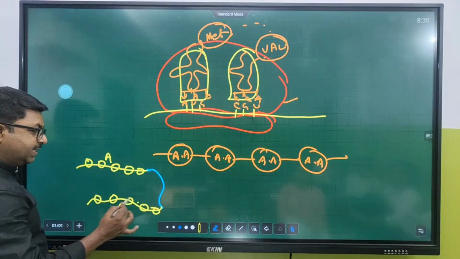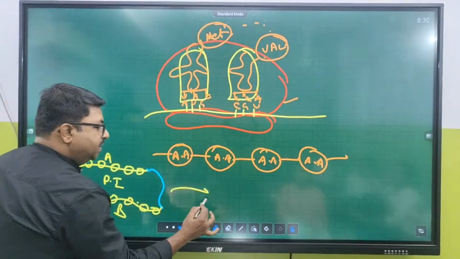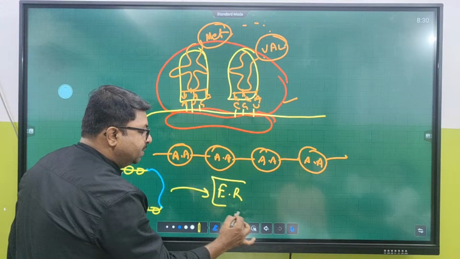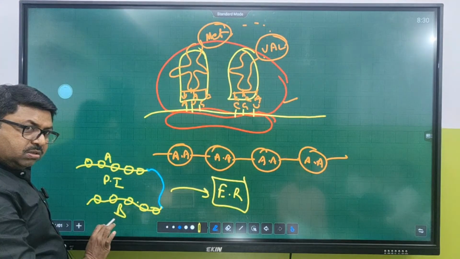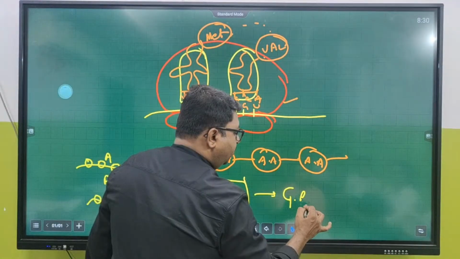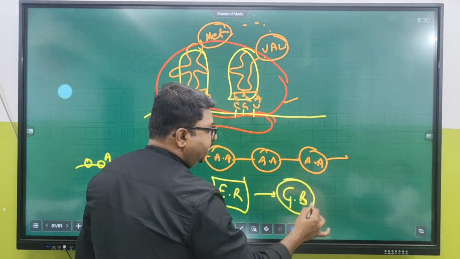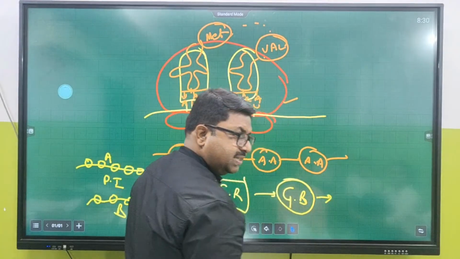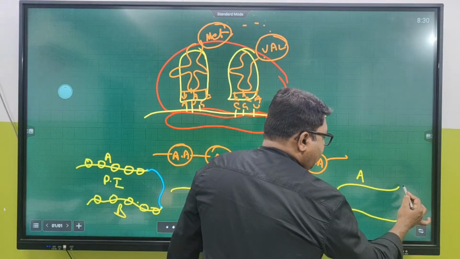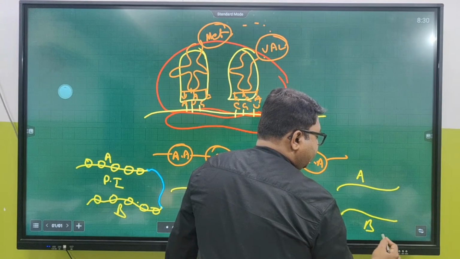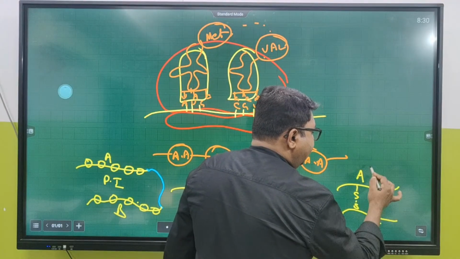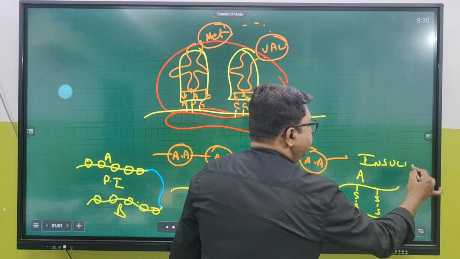Clear? Now this is the proinsulin. It reaches where? In the endoplasmic reticulum first. The endoplasmic reticulum is going to check whether it has formed okay or not, and it's going to pack it and send it to the Golgi body. The Golgi body is going to modify it. What is the modification? It's going to keep the A, cut off the C, and keep B. A and B together make a disulfide bond and make insulin.